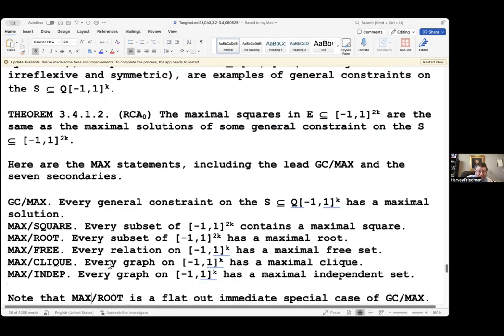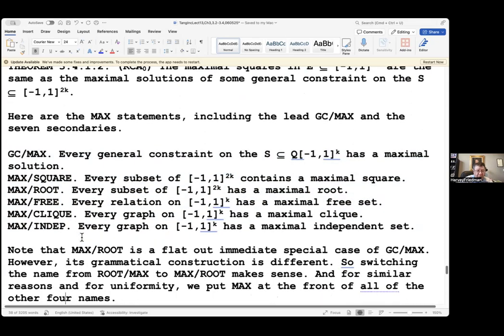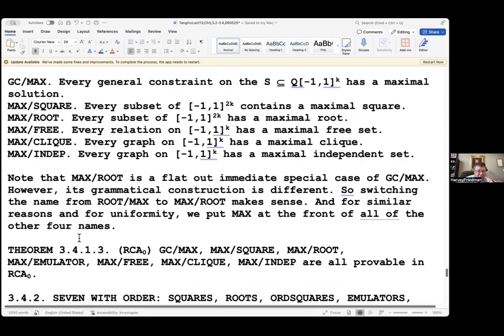So we then have these statements for the five variants, secondary statements, and this is the master one, just for general constraints, and this one will imply all these others. That's clear. But they're all provable in RCA naught, so there's no issue here about incompleteness.